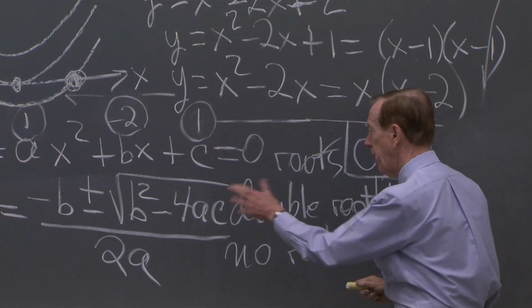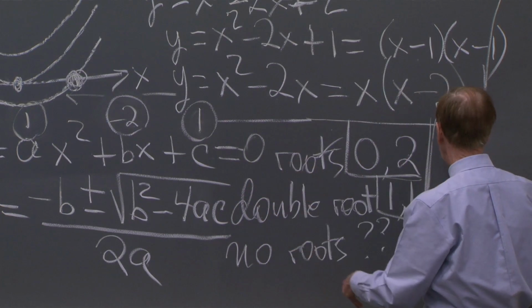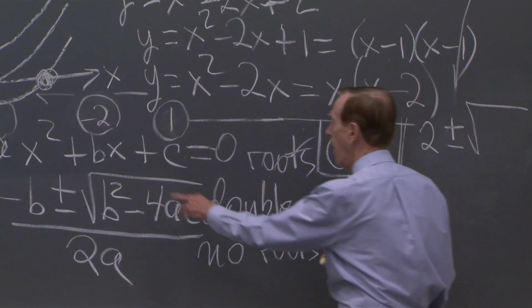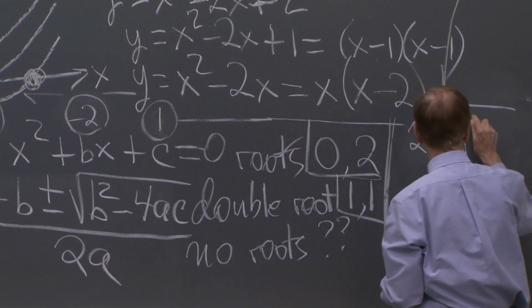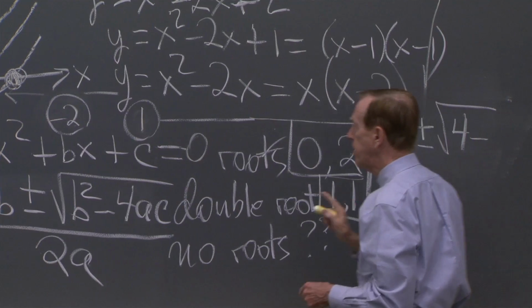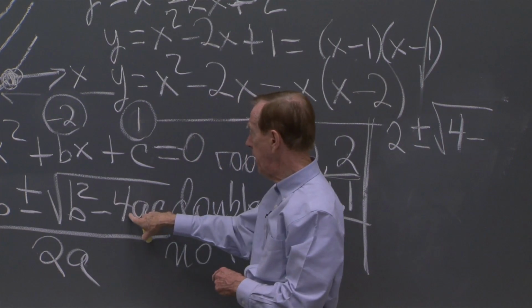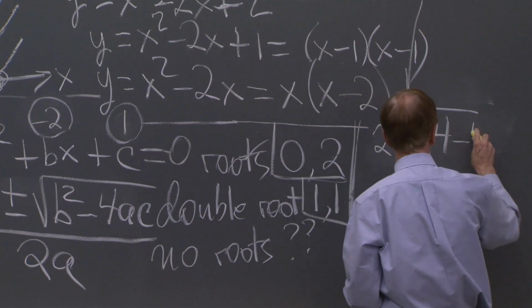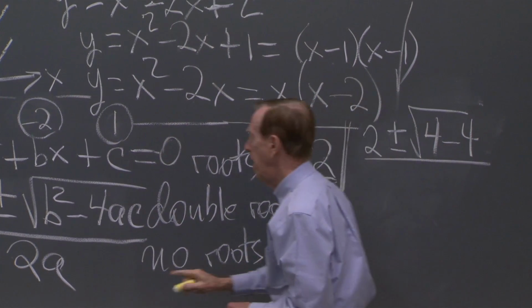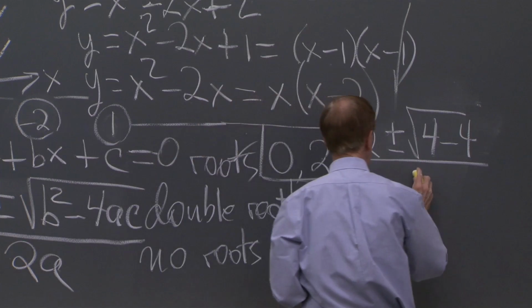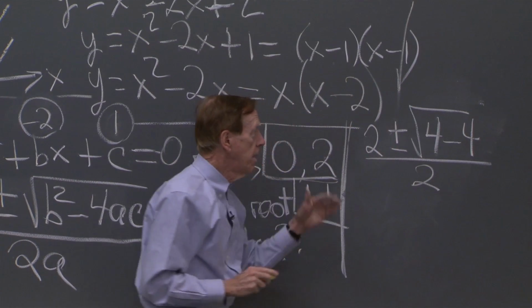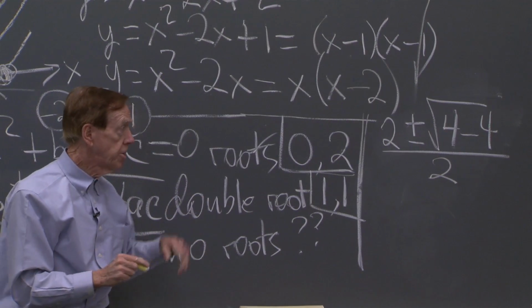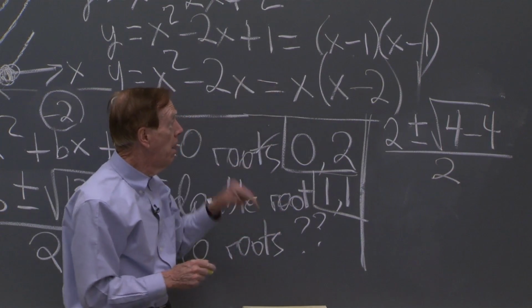Okay. So again, I have minus b, that's minus 2, that's the 2, plus or minus the square root of b squared, which is 4. And now I have minus 4ac: a is 1, c is 1, so minus 4. Ha! It's not bad. Divided by the 2a, which is 2.